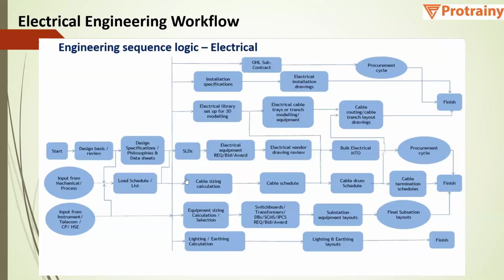Based on the load list, we have the cable sizing calculation, and based on the cable sizing calculation, we have the cable schedule, cable drum schedule, and cable termination schedule. Based on the equipment sizing, equipment selection will be done. The various equipment like switchboard and transformer will be ordered. Based on the vendor drawing, we will have the substation equipment layout. We also have earthing and lighting calculations, and based on that, the earthing and lighting layout drawings will be prepared. So this is the basic workflow of electrical engineering.